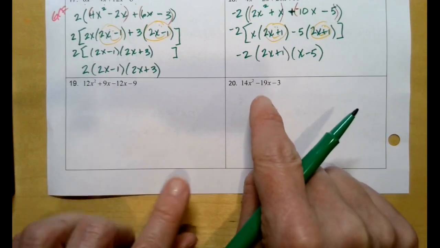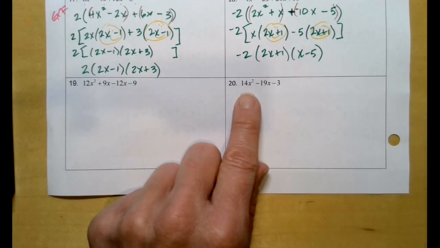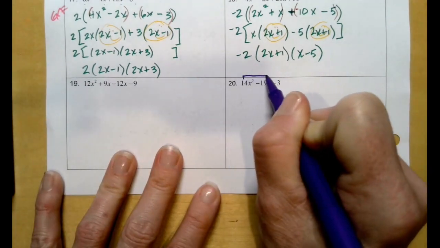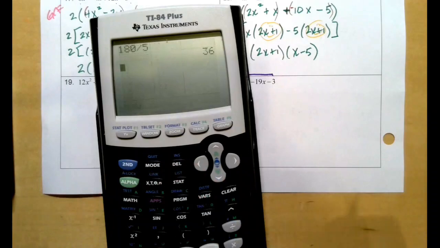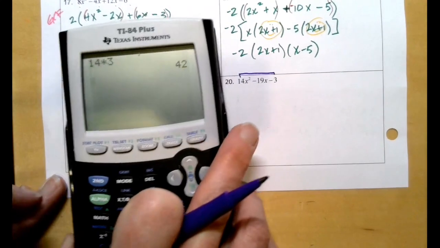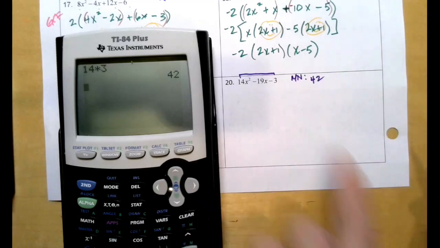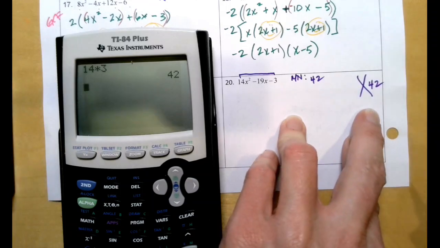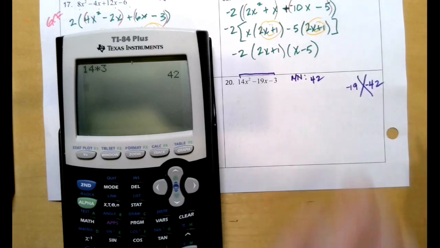And this one looks like it might be a guess and check, but guess what? Let's do the magic number for this one. We haven't done much magic numbering, so let's go ahead and say 14 times negative 3. We can grab a calculator and do that if we need. 14 times 3 is going to give you 42. So your magic number is going to be 42. And what we want to do for this is find two numbers that multiply together to be negative 42 and have a difference of negative 19.